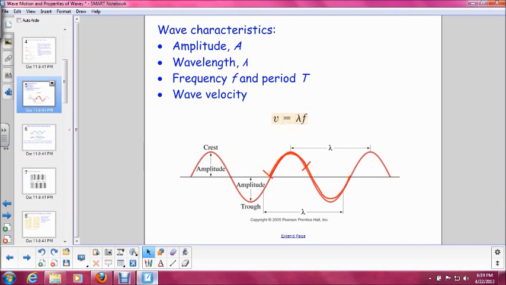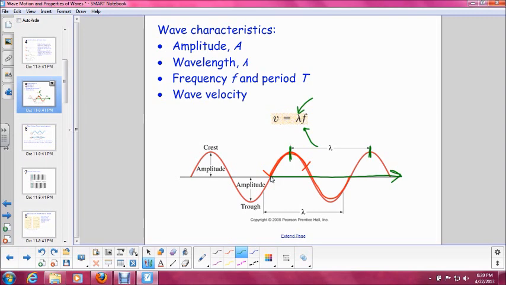The wave velocity, or how fast your wave is moving this way, along the energy transferring, can actually be calculated by taking the wavelength and multiplying it by the frequency. So the wavelength is how long crest to crest is. That's like your distance. And the frequency is how many of those crests can pass in a given second. So it's kind of like time.